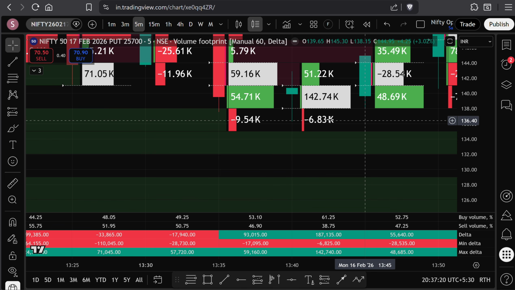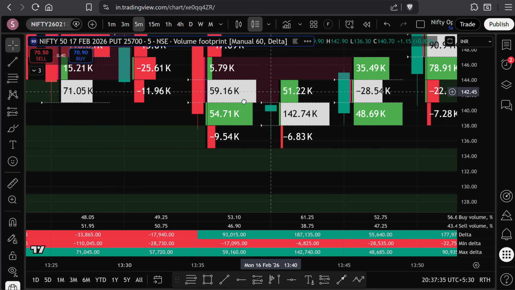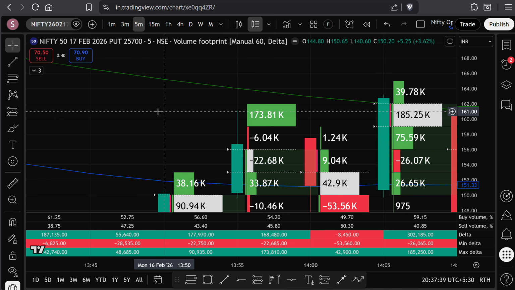So max selling in this particular candle at the bottom happened, and max buyers above happened, and the close is above that. So it's clearly convincing me to buy. If you buy it at 140.7, and your stop loss is just below that, at 136, that's a 4-point stop loss. And how many points to the target? 140 to 150, 150 to 157, 160. So 20 points with a 5-point stop loss.